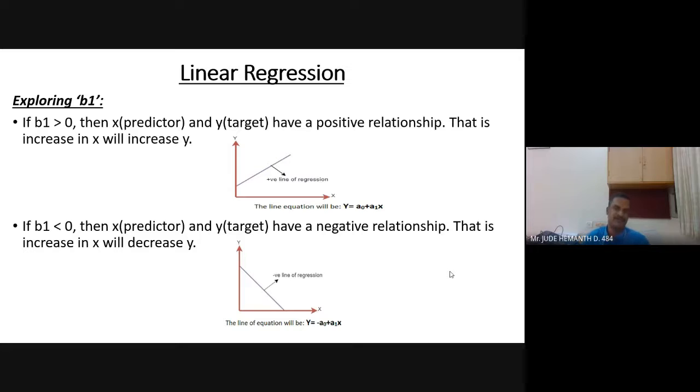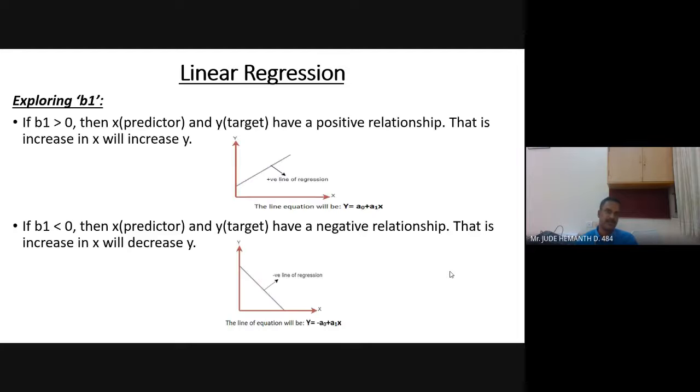In the same way, when you go for a negative value, that means when the slope value is less than 0, we are going to have a reverse direction, or a negative direction. So the shape of the graph will change. That means your x will increase with a decrease in y, or your y will increase with a decrease in x, the opposite. This is all about your B1. So this B1 is very, very important to determine the relationship between x and y.